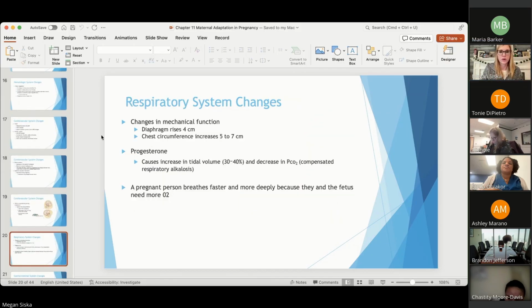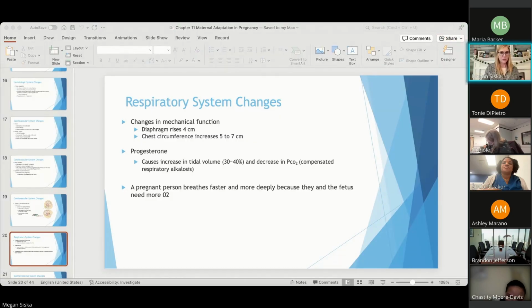Okay, respiratory changes. So the diaphragm rises up to 4 centimeters, and then the chest circumference increases to about 5 to 7 centimeters. So anybody who has experienced pregnancy may have noticed that afterwards, like your bra band size has changed because your actual rib cage expands from trying to make room for this baby. And that's very, very common.